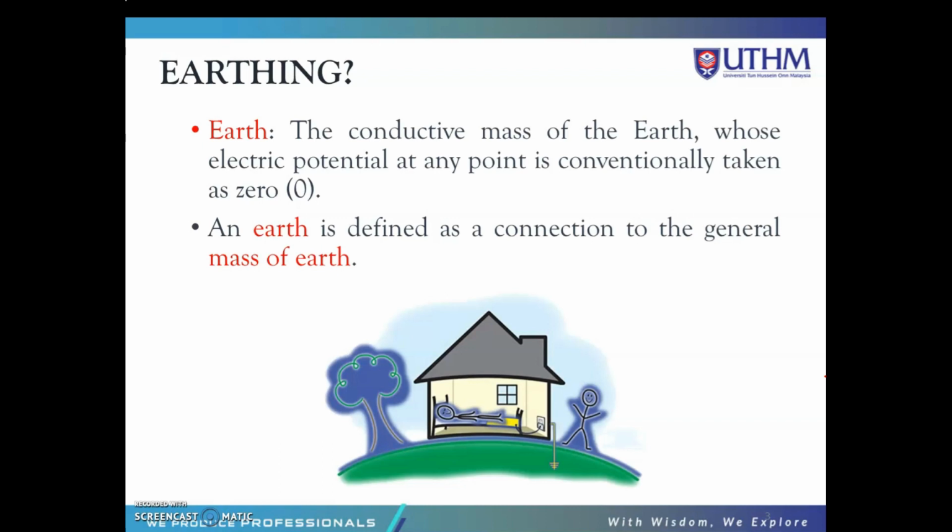So the meaning of earth is the conductive mass of the earth whose electric potential at any point is conventionally taken as zero. So an earth is defined as a connection to the general mass of the earth.